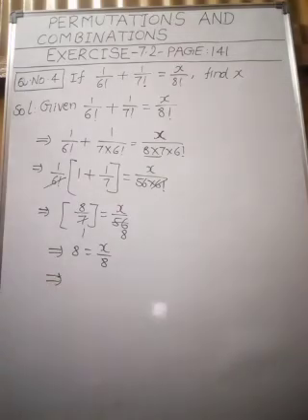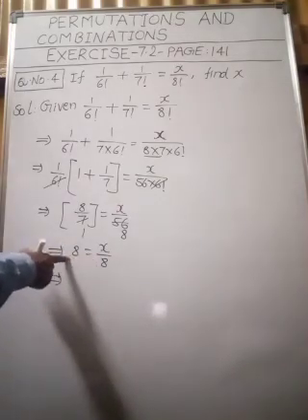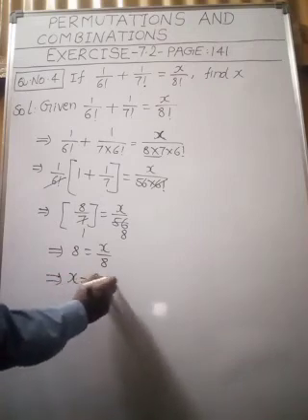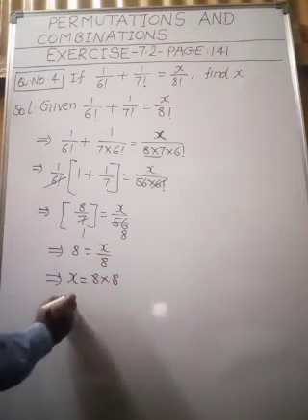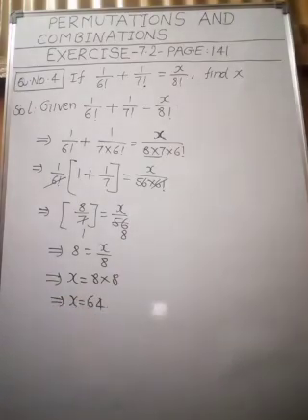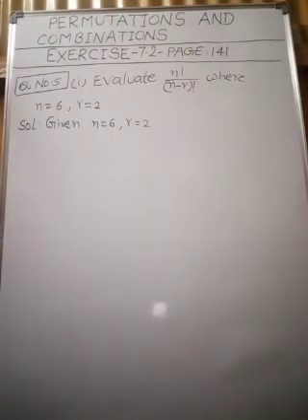Now cross multiplication. We transfer this 8 to this side. It becomes 8 into 8. That is equal to 64. This is the value of x. Understood, my dear children? Right.